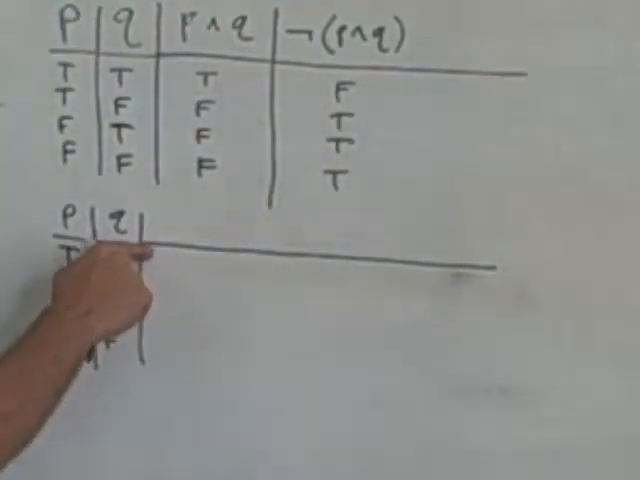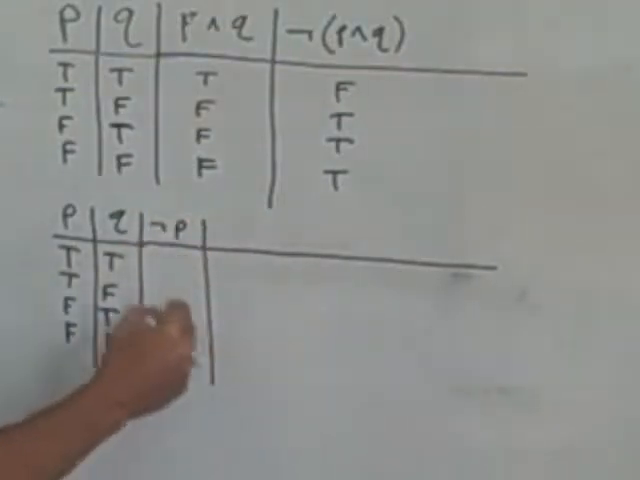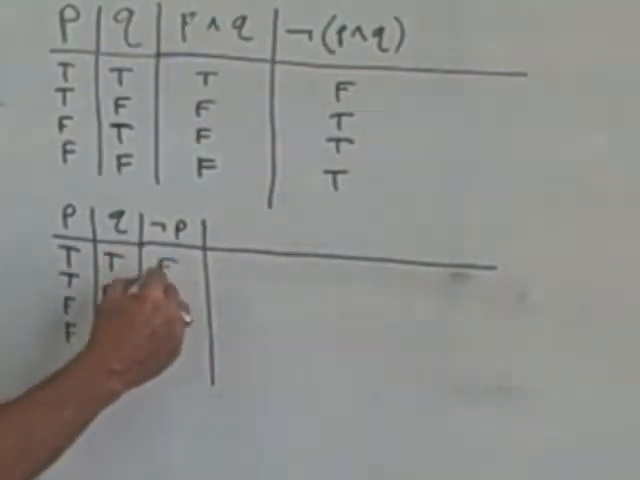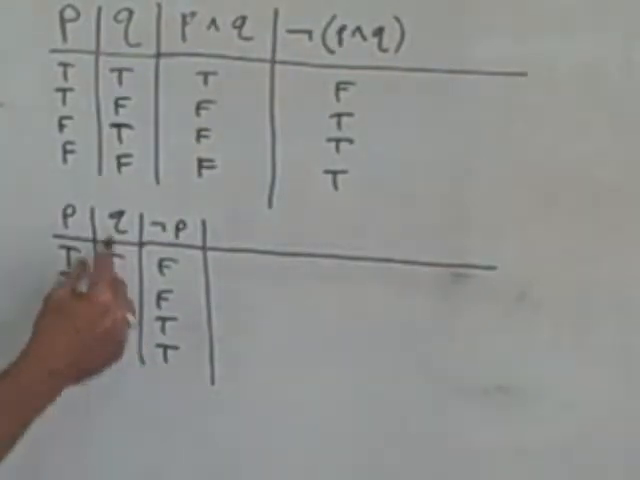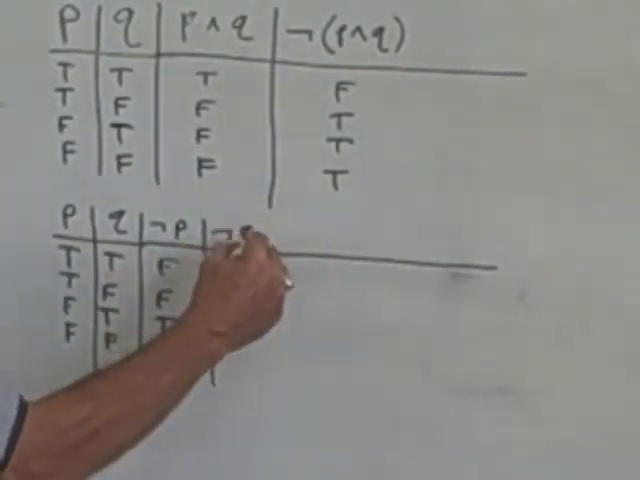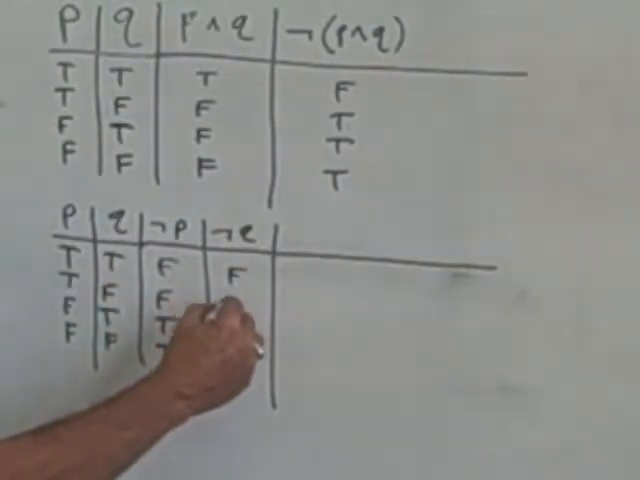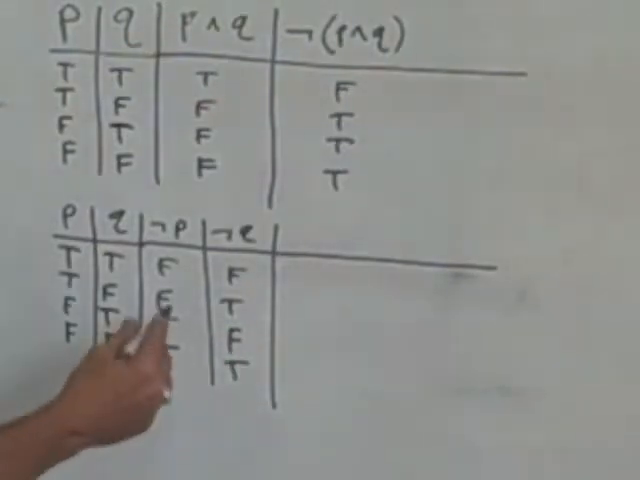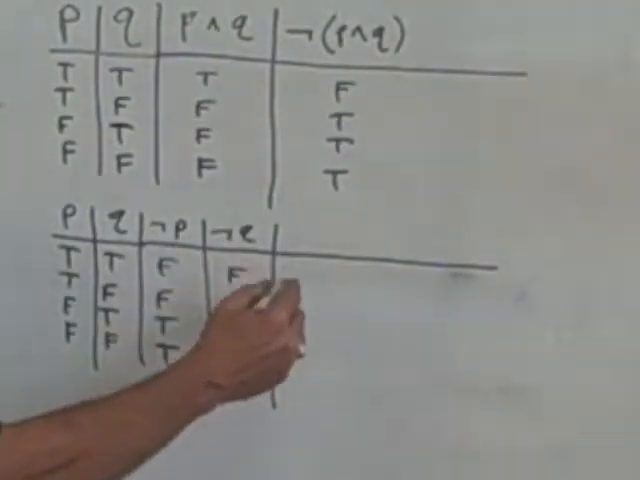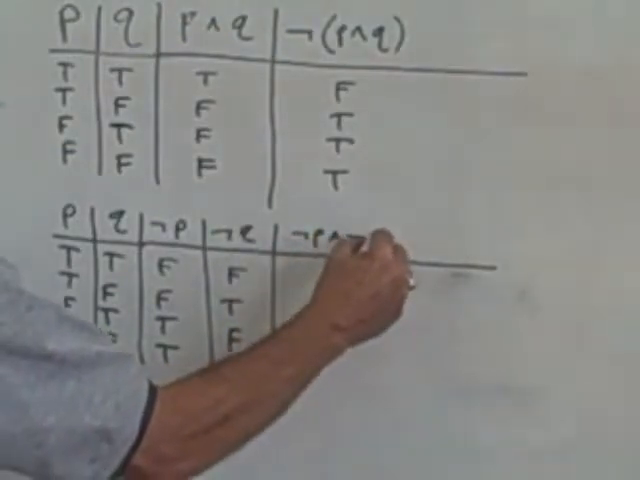Now down here what I want to do is I want to look at each of their negations. I'm going to negate P first, so we flip all the values from T to F. And then I'm going to negate Q and do the same thing. I flip all the values that are T to F, all the ones that are F to T. So this one's an F, this is a T. Okay, and now let's look at the conjunction of these two. That's not P and not Q.